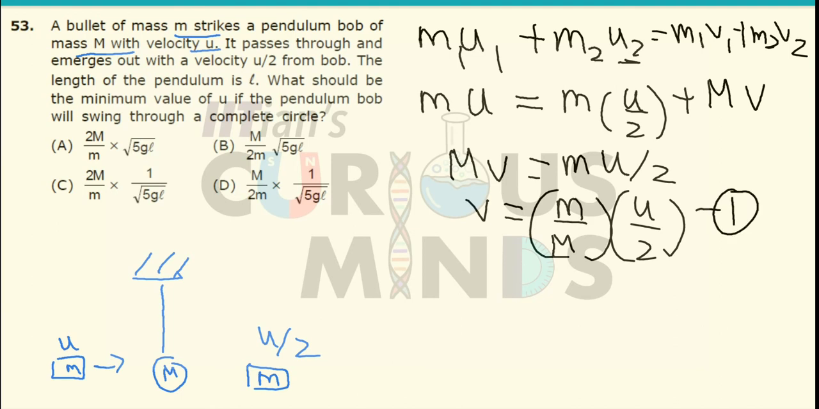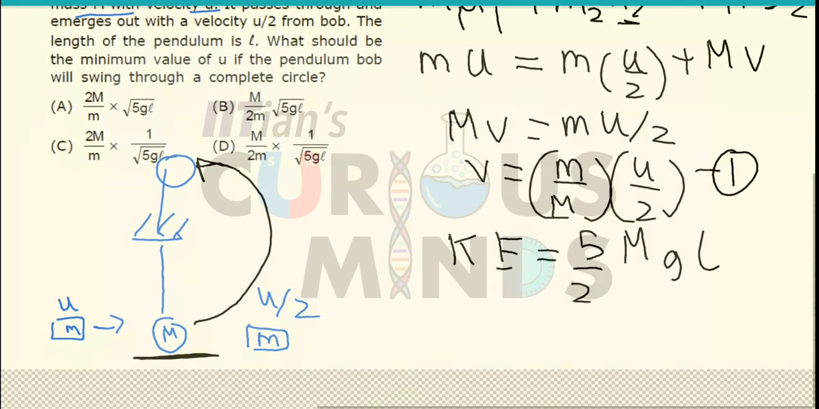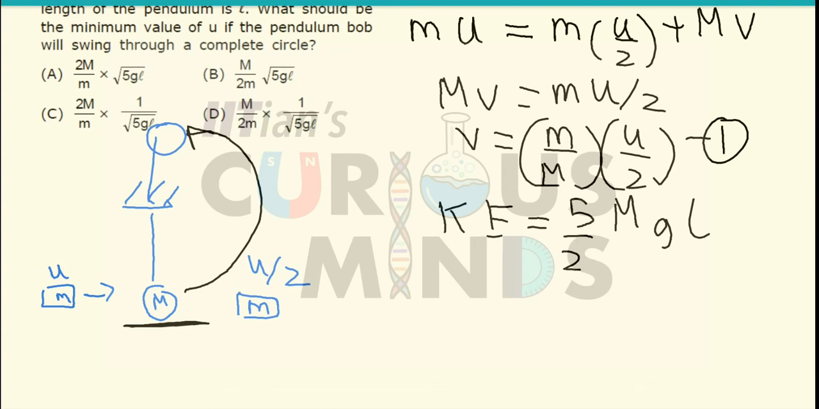We have to calculate the minimum value of u such that the pendulum just completes an entire circle. When it just completes an entire circle, I know that the minimum kinetic energy required at the bottom should be equal to 5 by 2 mgL, in this case capital M g into L. This is the minimum kinetic energy at the bottom required in order to complete the circle. We have derived this in circular motion.